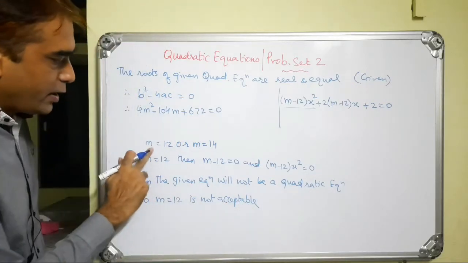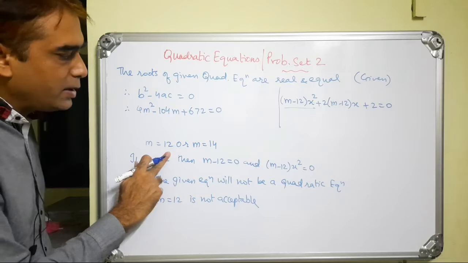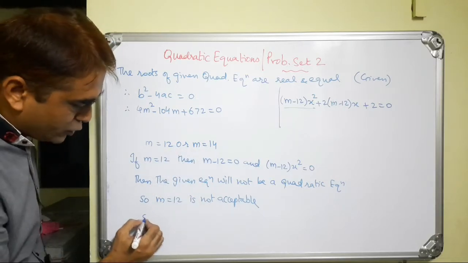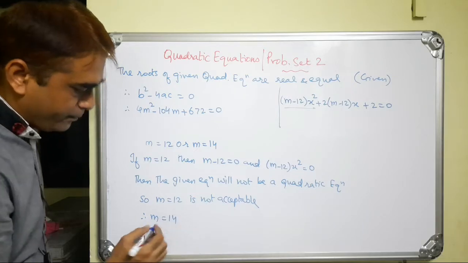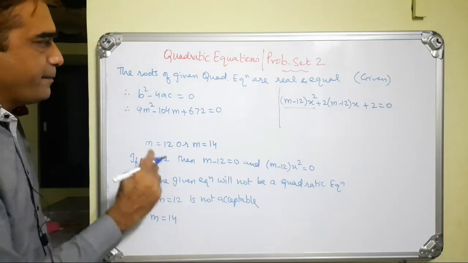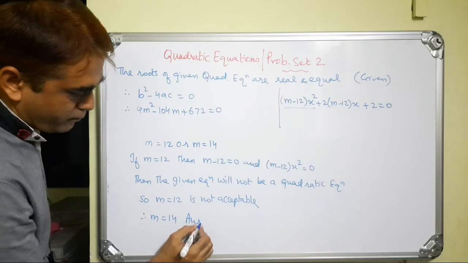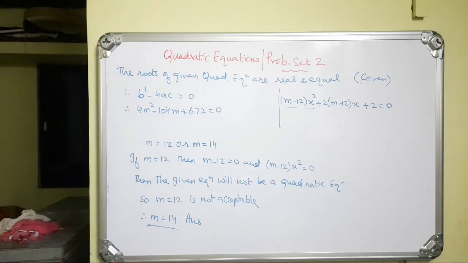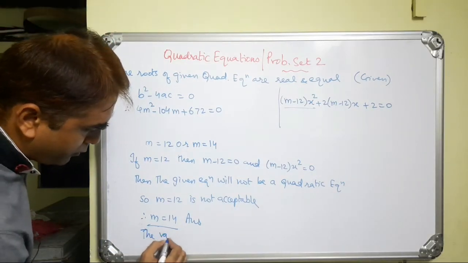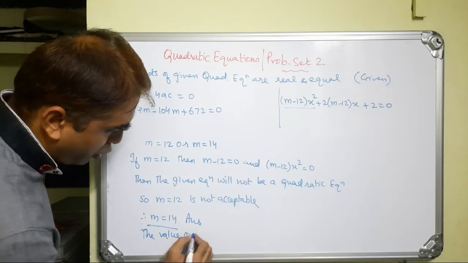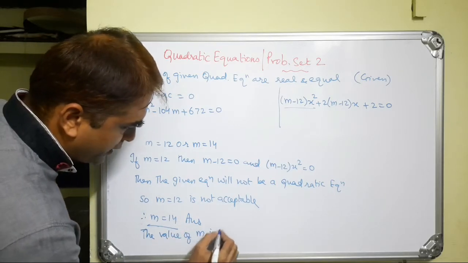And if this value is unacceptable, then the value that remains is the answer. This is the value of m. Write the value of m is 14.